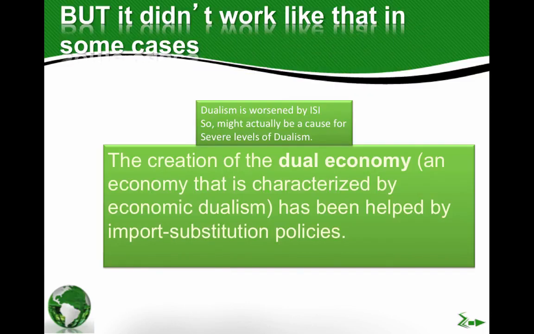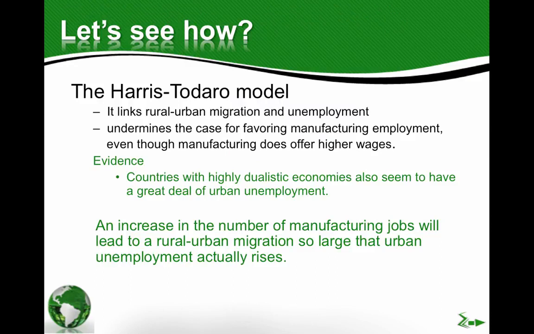The counter argument is, well, not really. What has been observed in some developing countries is that there has been an increase in economic duality as a result of import substitution industrialization. Right? So it's actually causing it, not helping. And the ones to come up with this were Harris and Todaro. They came up with a model which explains this counter-argument by linking rural to urban migration and unemployment in urban cities.